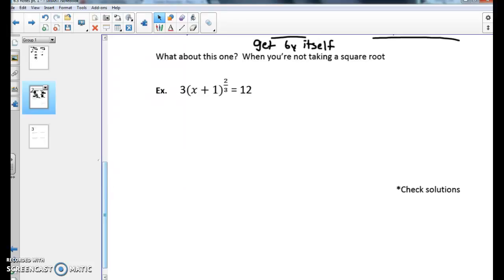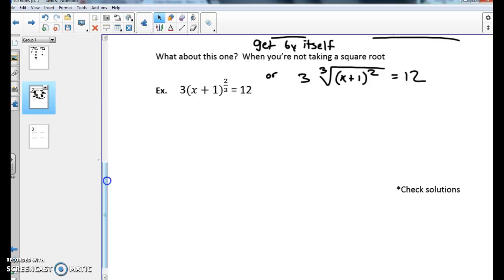This one's a little different because we're not taking a square root. We have 3 times x plus 1 to the 2/3 power equals 12. So this one's a little weird. Or another way to think about this, 3 times the cubed root of x plus 1 squared equals 12. Maybe if you prefer to look at that as a radical. Either way, it's the same thing. What do we do here?